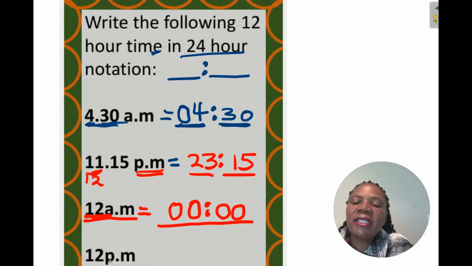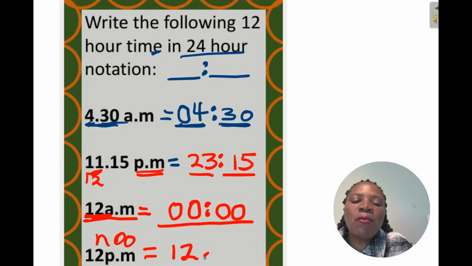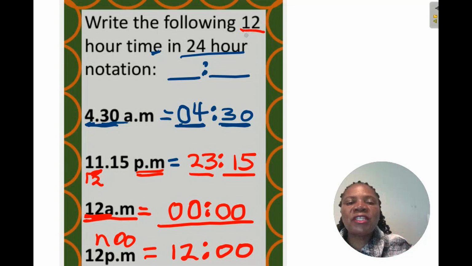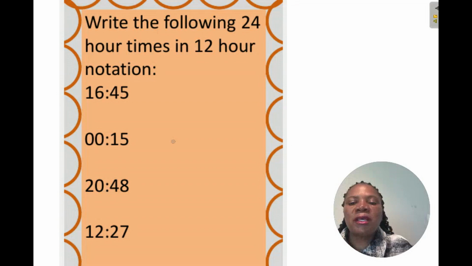Okay, right? Then 12 p.m. is 12 noon, which is equal to 12 hours of the morning, and we don't have any minutes. That's the 24-hour notation. These are 12-hour times that we are writing in 24-hour notation. Okay, right? Let's come to this.